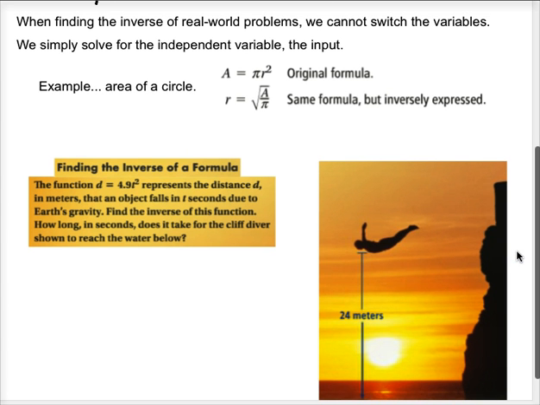Now, another key thing here. When finding the inverse in real-world problems, we cannot just switch the variables. We simply solve for the independent variable, or the input. So for example, the area of a circle is A equals pi r squared. If we want it expressed for the radius, we don't switch the variables and resolve. What we do is undo everything to the one variable, and that's how we express it. So you would just end up solving it for r.